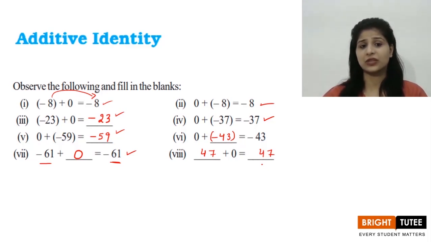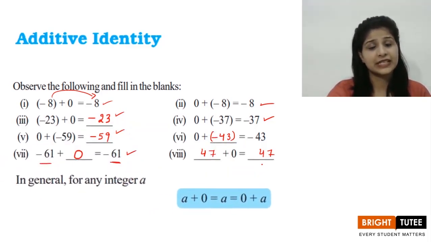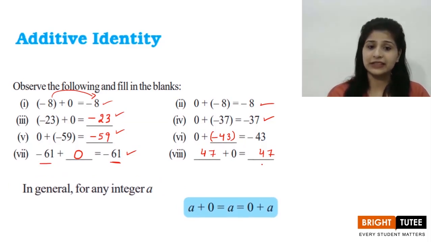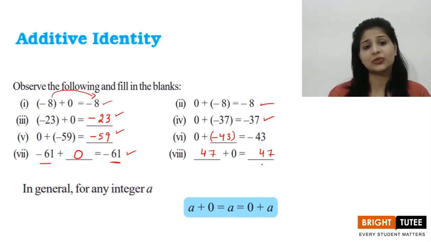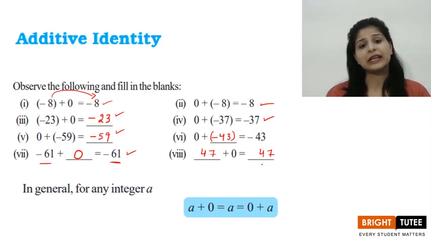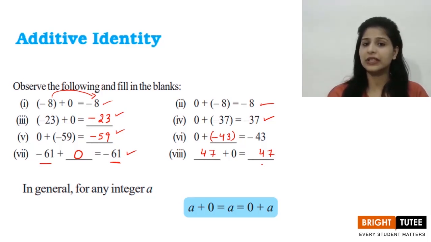So can we say 0 is the additive identity for integers? Yes. So in any integer, if we add 0 or if we add integer to 0, then what do we get? The same integer. So 0 is the additive identity for integers.